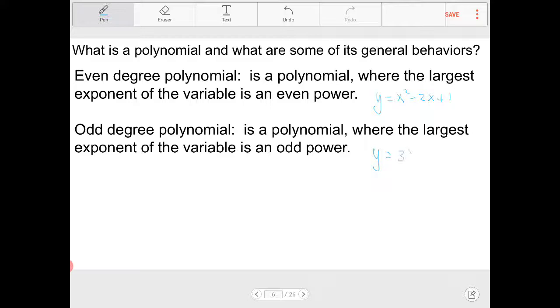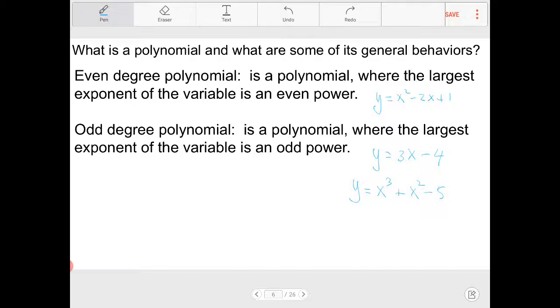y is equal to, let's say, 3x minus 4. That is an odd degree polynomial because that is an exponent of 1. Here is another example of an odd degree polynomial, and we have not talked about graphing or working with this function yet, but this is an example of an odd degree polynomial. Even though we have an even degree here, it is not the highest exponent value. The highest exponent value is 3, and that is an odd number, thereby making this an odd degree polynomial.